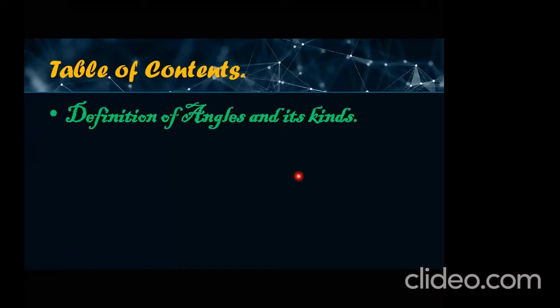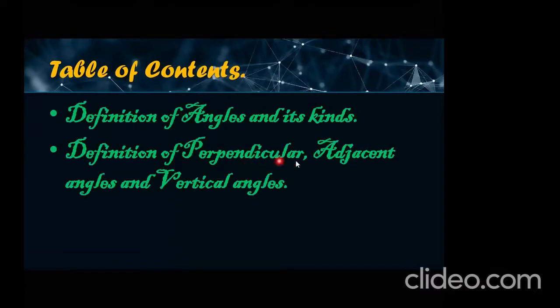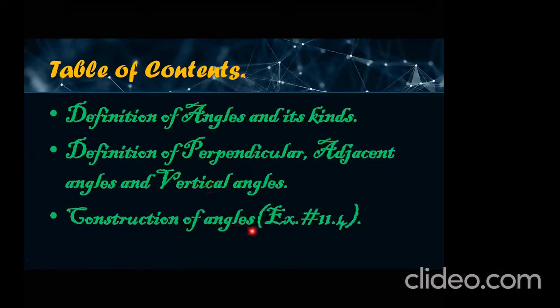Now let's start. What is the table of contents and what are we going to learn today? Today we are going to cover the definition of angles and its kinds, then the definition of perpendicular, adjacent angles and vertical angles, and the last one is construction of angles, meaning how you can construct angles. Today we are going to do exercise 11.4 and tomorrow we will do 11.5. So let's start from the definitions.